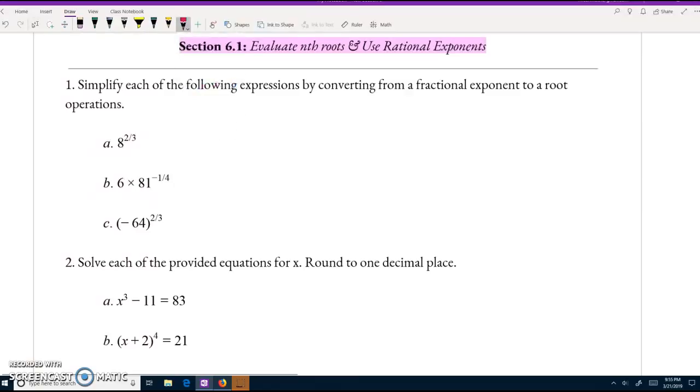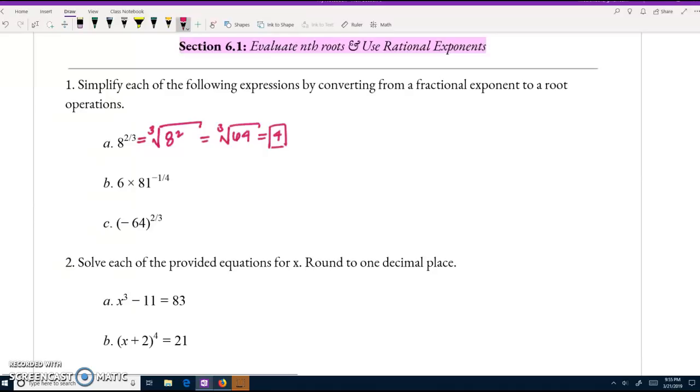This one asks us to convert from a fractional exponent to a root operation. If I want to convert 8 to the 2/3 to be a root expression instead of an exponent expression, what I'm going to do is bring the 3 from the denominator out to the front of the root. So I'm going to have a cubic root, and then the 8 squared is going to stay inside of the root. Then I can simplify 8 squared to be 64. 64 is a perfect cubic value, so I'm going to end up with just 4 here.